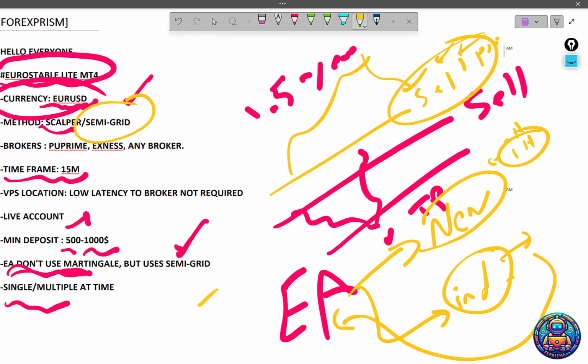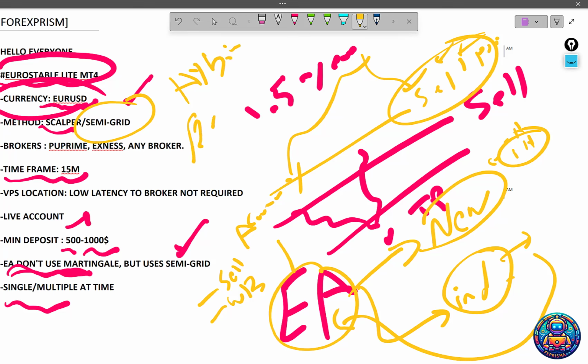And then we have another indicator that is used by this robot to determine when to sell and when to buy, which helps to increase the accuracy of the robot so you don't get massive drawdown and lose your account. So this approach is kind of new. It is like a hybrid EA between a robot and an indicator.